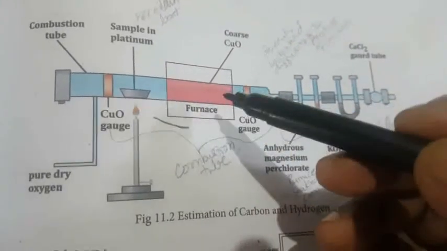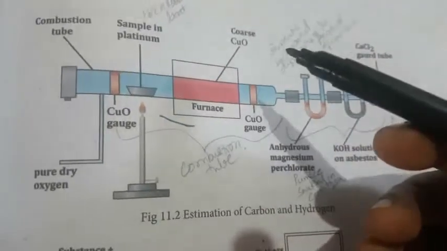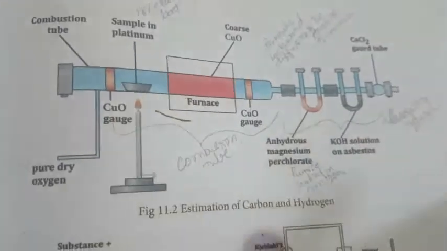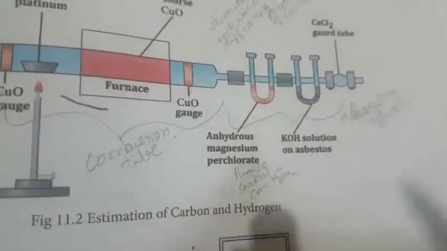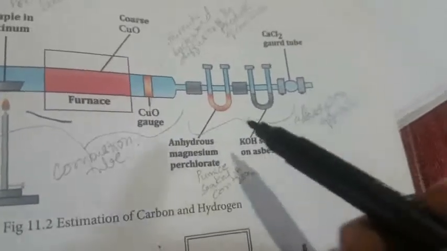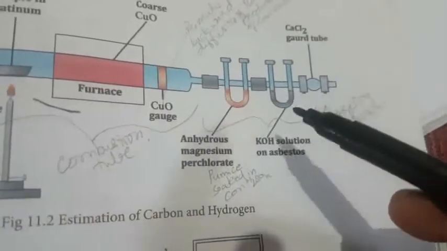The carbon present reacts with copper oxide and will be oxidized to carbon dioxide. So how much carbon dioxide is released? For that, we are using the absorption apparatus. So here is the absorption apparatus.